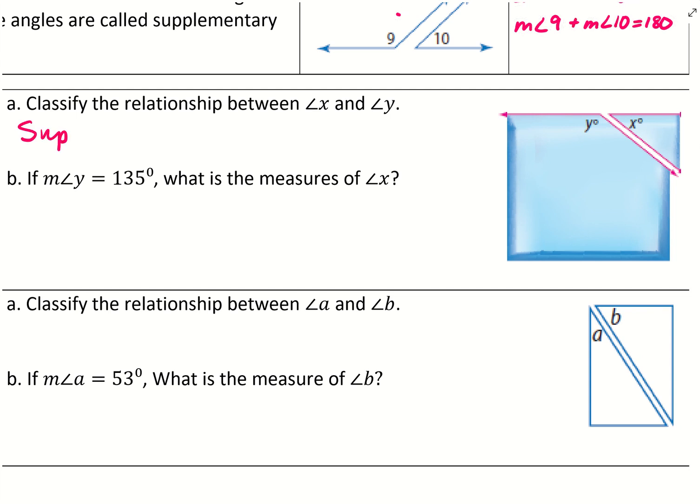And along with that, if we look at them, they do not share a vertex or a side. So that means that these are going to be non-adjacent.